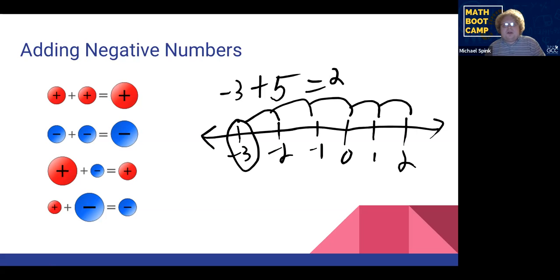Looking at it on the number line, if I'm starting here at -3, I'm going to hop 5 units to the right. Addition is always to the right. So if we move 1, 2, 3, 4, 5, we will end up at 2. Now, this gets a bit tricky when you have more than one sign at once. Subtraction is going to be moving to the left.